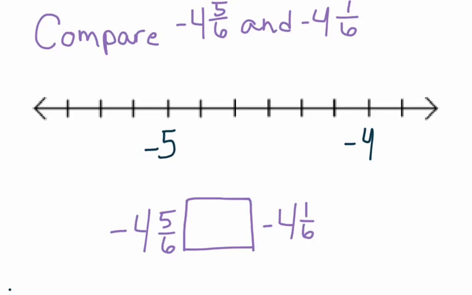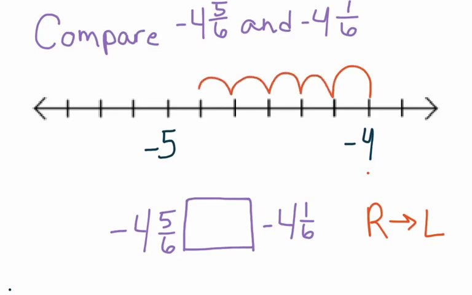So we're in the negatives, so I'm going to start at -4, and because we're in the negatives, I'm going to count right to left, meaning starting at -4. If I count, I know that there's 1, 2, 3, 4, 5, 6 sections here, so each section is worth 1/6. So right here would be -4 and 1/6. And then if I count it again, 1, 2, 3, 4, 5, this one would be -4 and 5/6. I can label those.